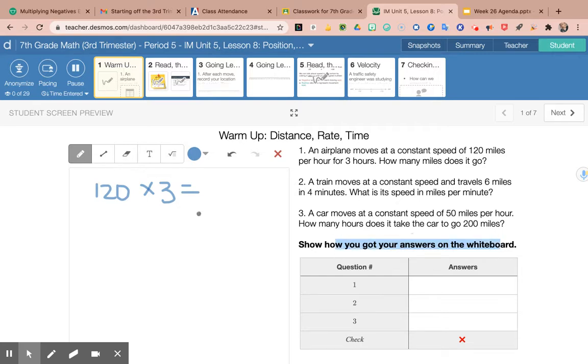Again, it says show your work, so I'm showing you on the side what I'm looking for. You'll type your answer here. That was number 1.